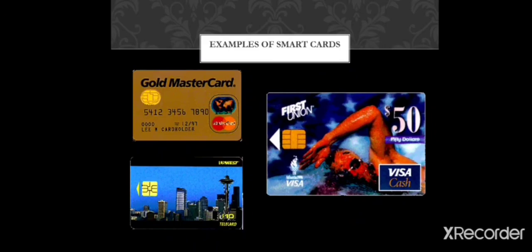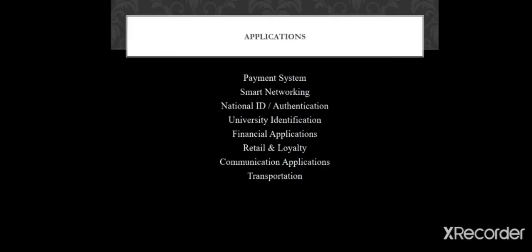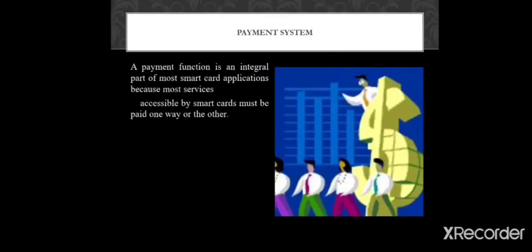Here are examples of some smart cards like Gold Smart Card, US Express, and First Union. You can see them in the application. Now the applications of smart card. A smart card can be used in payment systems, smart networking, national ID or authentication, university identification, financial applications, retail and loyalty, communication applications, transportation. We will further know about all these topics in this presentation.